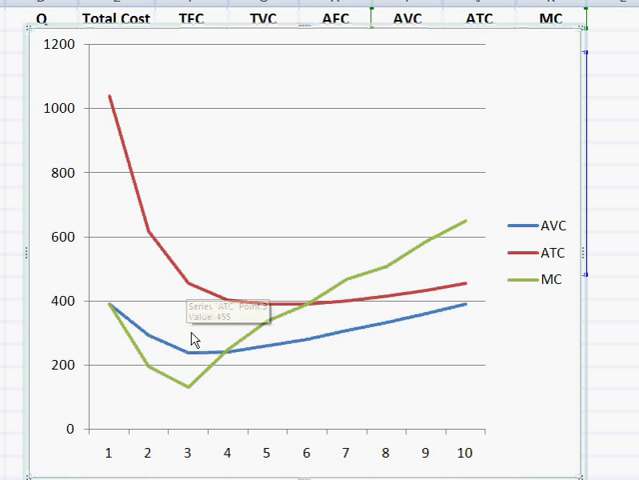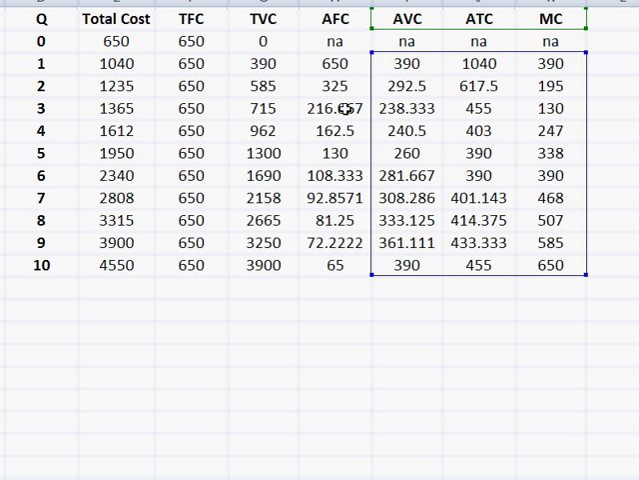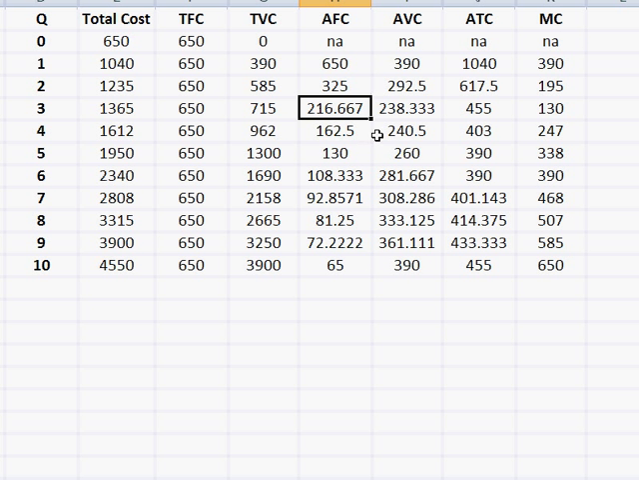And so if we had to guess what the average fixed cost is, it's going to be the difference between them. I've got a little bubble showing up here that says the average total cost is $455 and the average variable is $238. So the average fixed cost, $455 minus $238, is going to be somewhere around $220 or so. And if we go back to the table, we can see that at three units, the average fixed cost is $216.